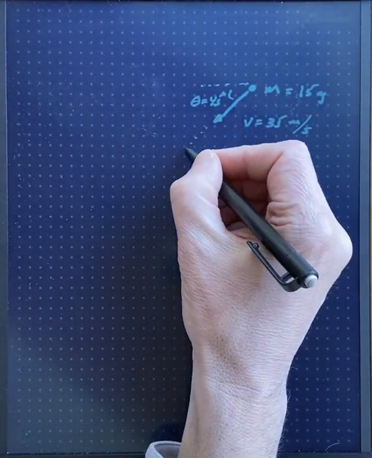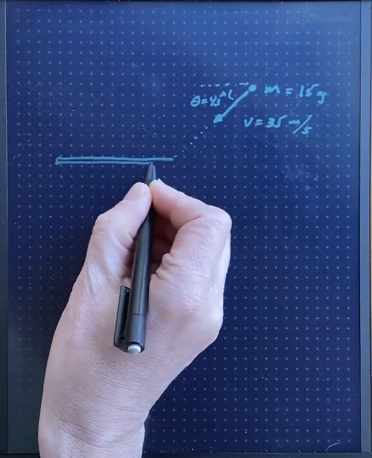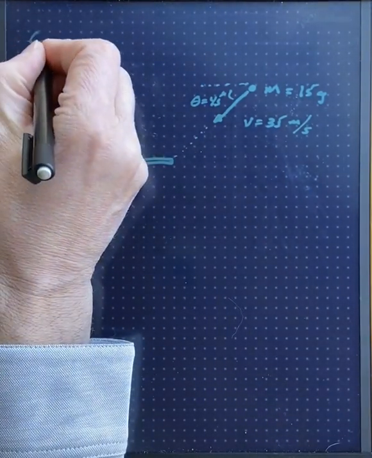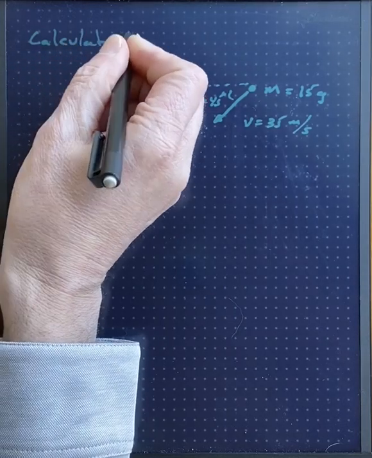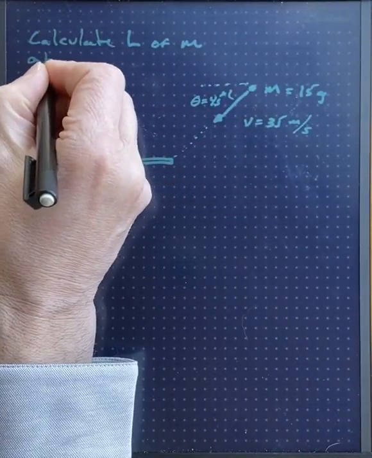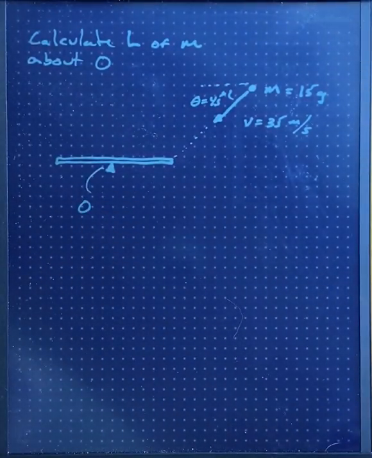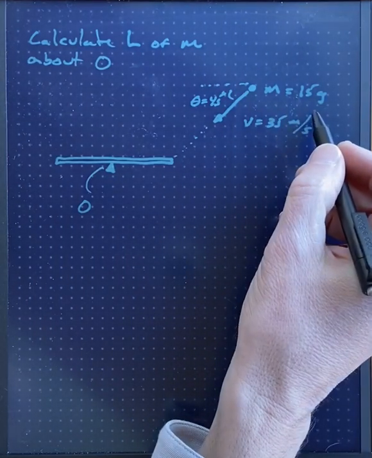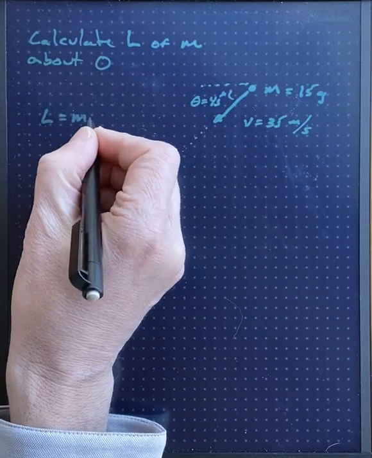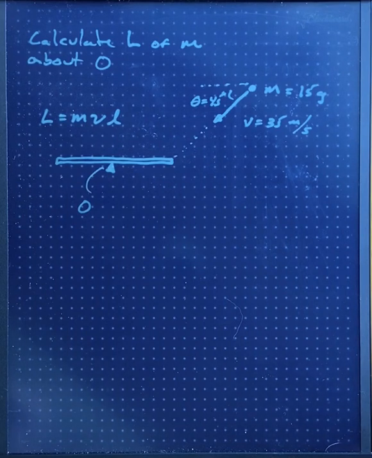And ultimately, this mass is going to hit the end of a long stick. And the stick that it's going to hit is pivoted at the center. So we would like to calculate the angular momentum of that mass, m, about the origin, O, which is right here. You always calculate the angular momentum of a mass about a point. So you look in your book and you see the formula for angular momentum of a point mass is mvL. And the question is, what's L?